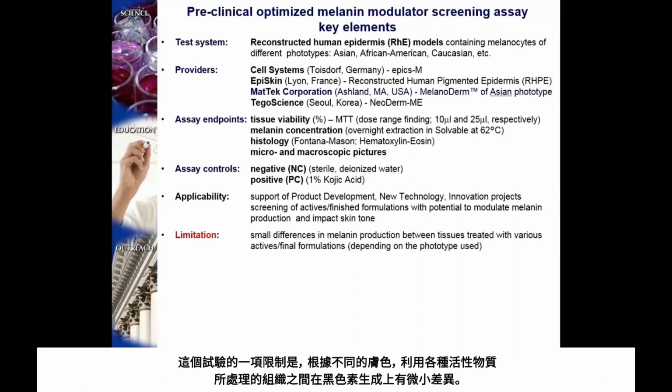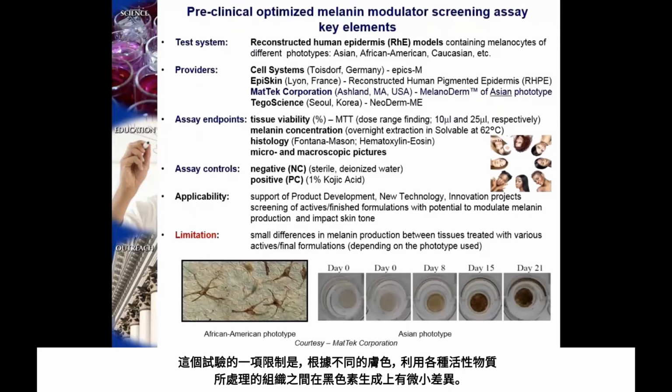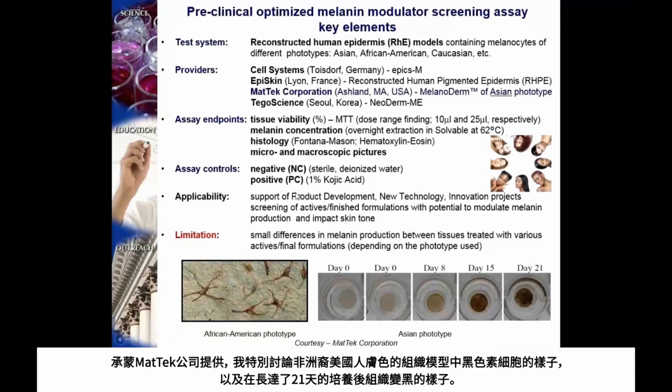One of the limitations of the assay is that there are small differences in melanin production between tissues treated with various actives, depending on the phototype used. Courtesy to Mate Corporation, I would like to emphasize how the melanocytes look like in an African American phototype tissue model, and how the tissues look like being darkened in culture up to day 21.